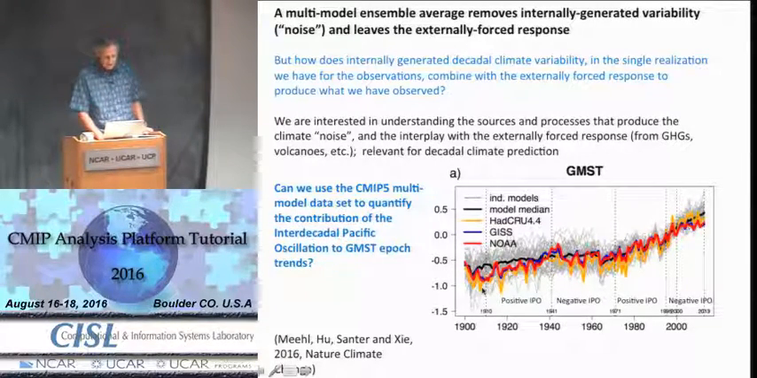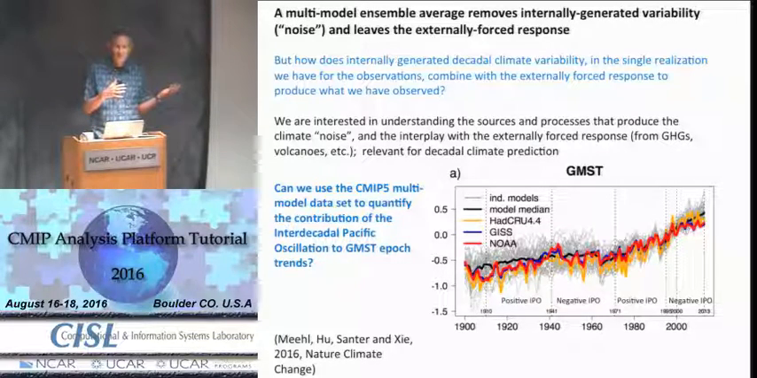And if you draw these lines based on the phase of the IPO, the positive IPO was basically from the early 1900s to the early 40s. Negative IPO from the 40s to the 70s, positive IPO from the 70s to the late 90s, negative IPO from roughly 2000 up until probably 2 years ago. You can actually then ask the question, how much of these epoch trends are due to just the external forcing? How much is due to something that we can identify in the system that we think is producing this variability, which not too long ago we just called noise.